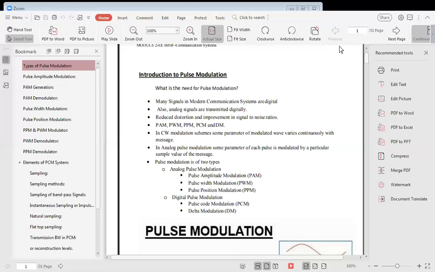Pulse modulation is of two types. One is analog pulse modulation, that is pulse amplitude modulation, pulse width modulation, and pulse position modulation. Digital pulse modulation is pulse code modulation and delta modulation.